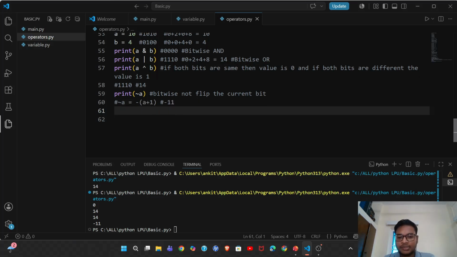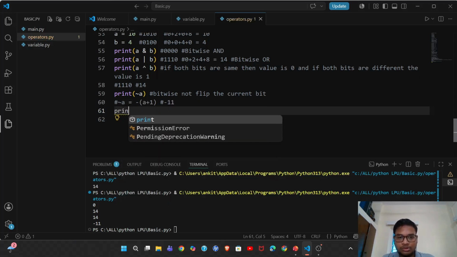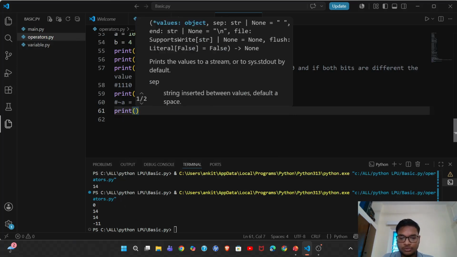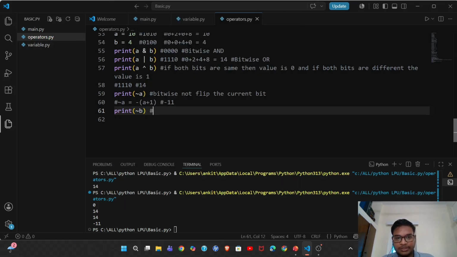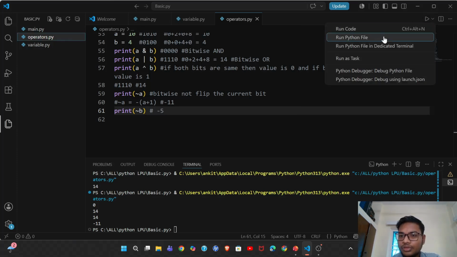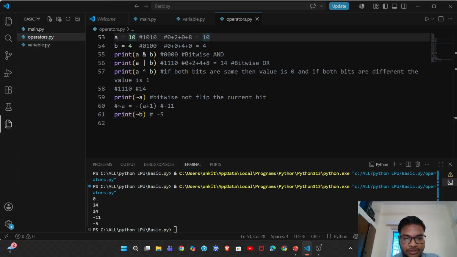Okay, so let's try one more. Print tilde of B. What do you answer? The answer is minus 5. So just see the output. The output is minus 5. So we have currently dealt with AND, bitwise OR, bitwise XOR, and bitwise NOT.